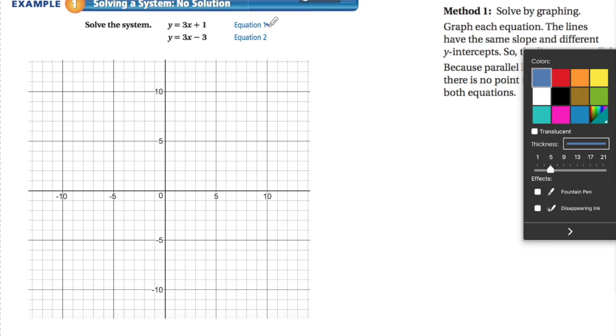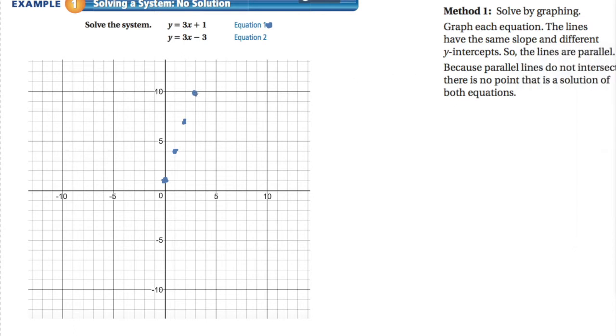So we'll start with equation 1, we'll make this the blue line. Put a little dot here so you know. Our y-intercept is 1, and our slope is 3. So we're going to go up 3, 1, 2, 3, over 1. Again, 1, 2, 3, over 1. Again, 1, 2, 3, over 1. Alright, so I'll plot 4 points.